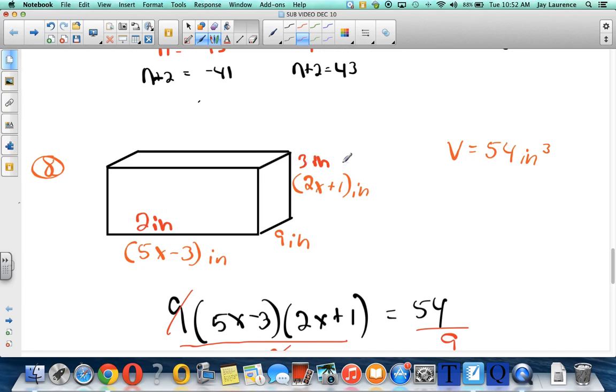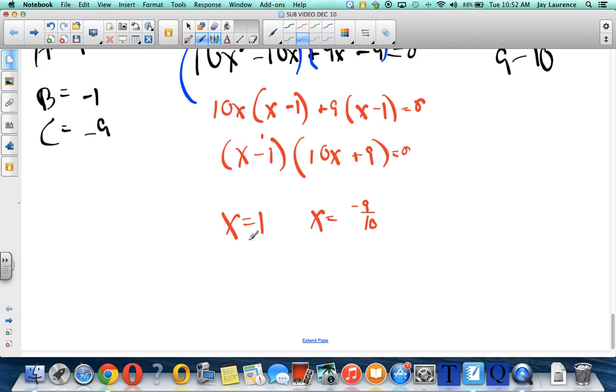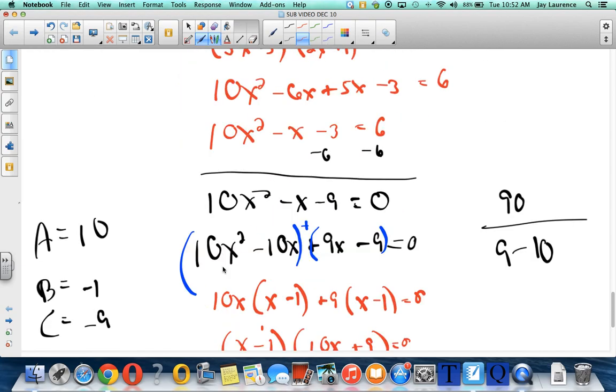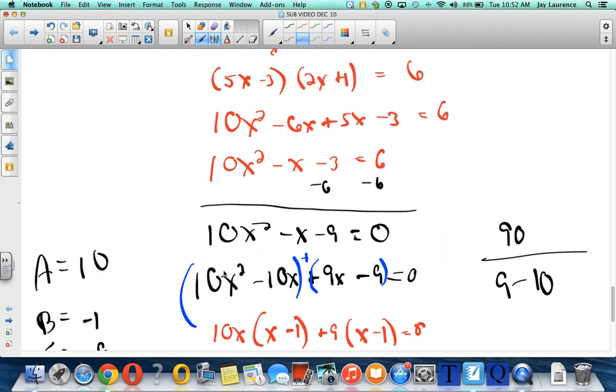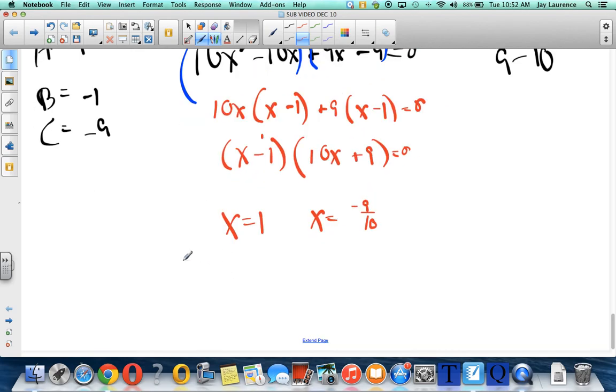Inches times inches times inches is cubic inches. So that works really good. So I know this is a valid solution. And when I do that, I have 2 by 3 by 9. So my answer is 2 inches by 3 inches by 9 inches, right?